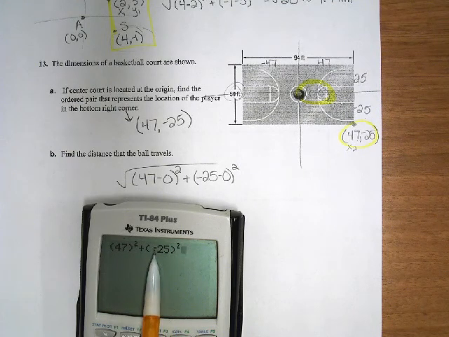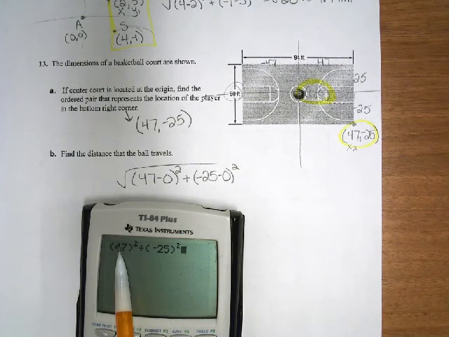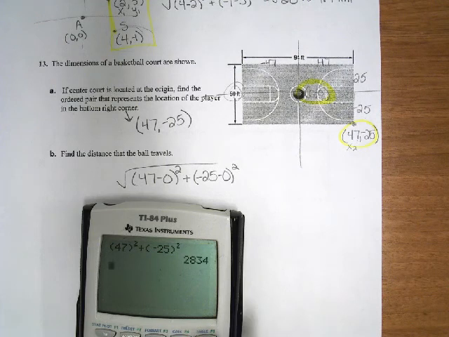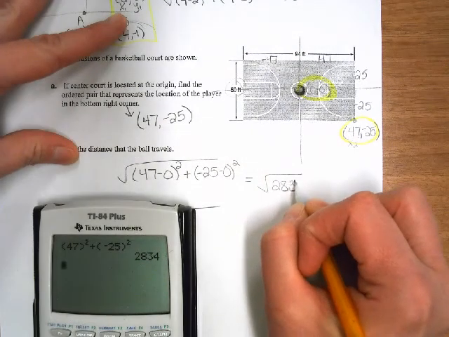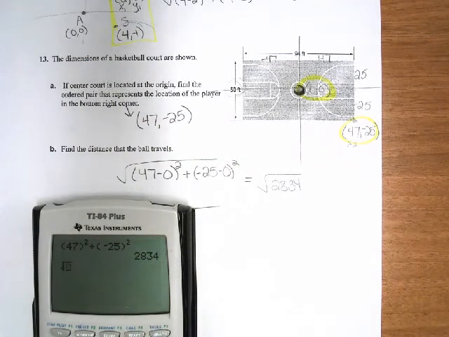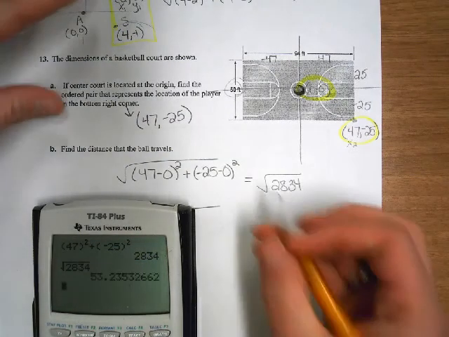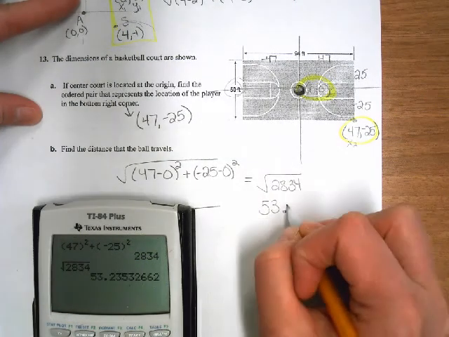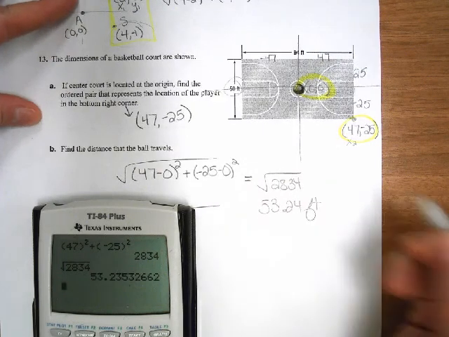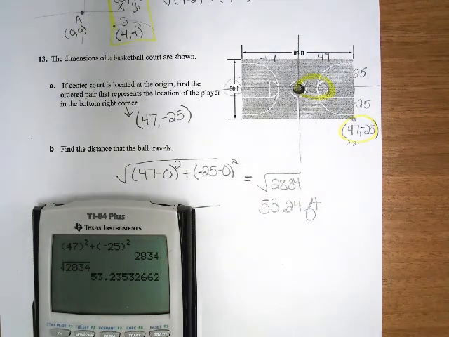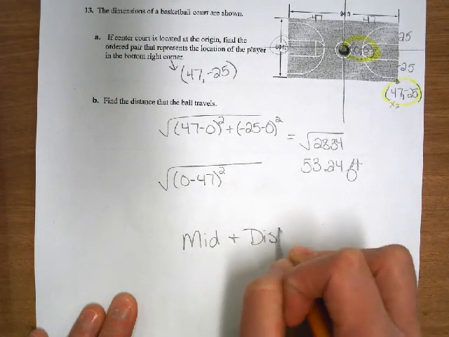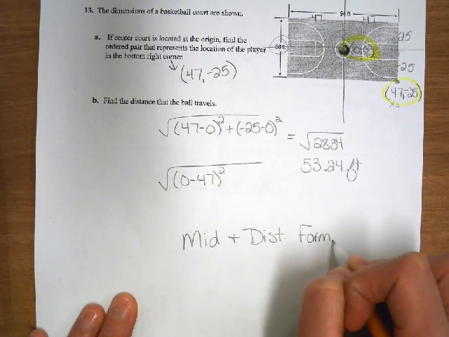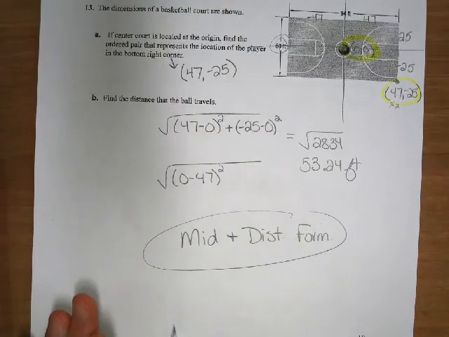And I have no idea what 47 squared in my head is. So let's go 47 squared plus negative 25 squared. I like you to get in the habit of putting the parentheses around them, because if you forget it on a negative, it's a problem. If you forget it on a positive, it's not. But if you forget it on a negative, it is. Okay, so this is going to be a big number. So we got the square root of 2,834. So let's just take the square root of that. And we get about 53.24. I think this was in feet, okay? So hopefully that makes sense.